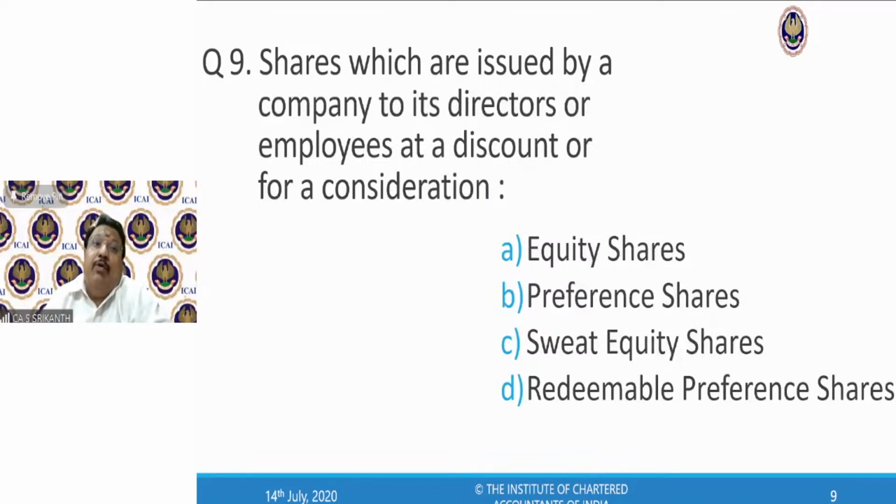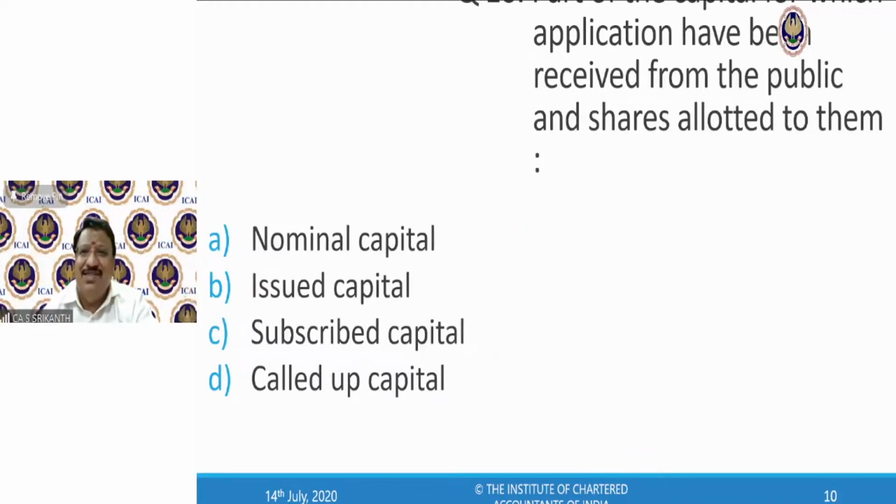Shares which are issued by a company to its directors or employees at a discount. If you remember, shares can be issued at a discount only to directors or employees. They are called sweat equity shares. Right? Sweat equity shares. Correct. Absolutely correct.